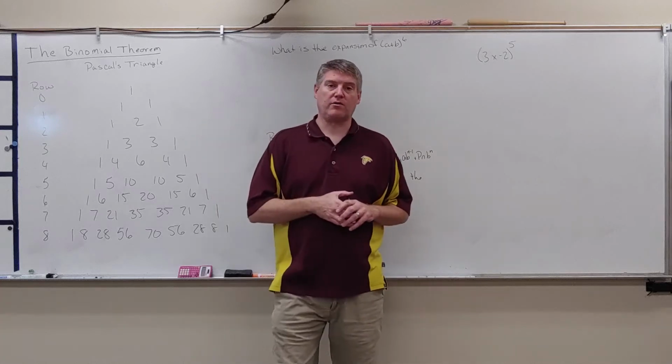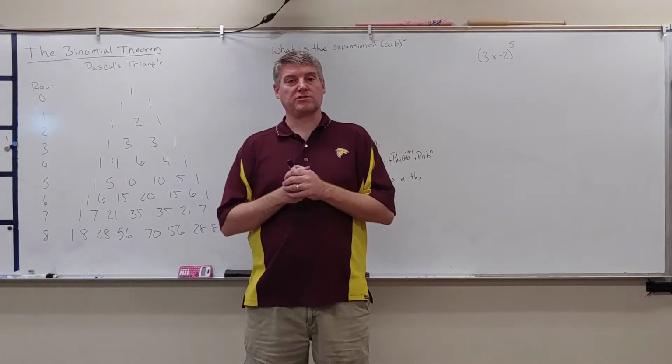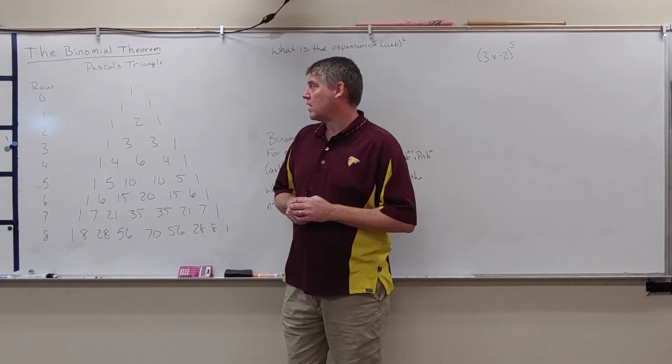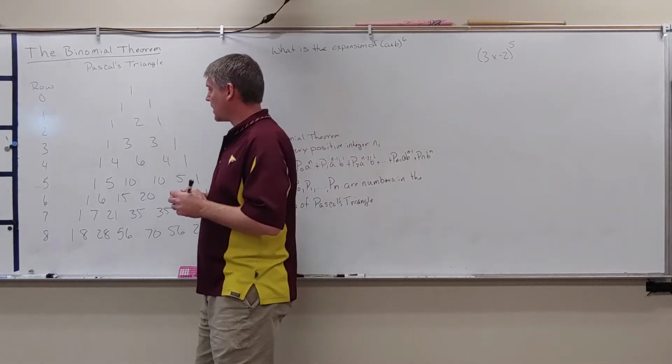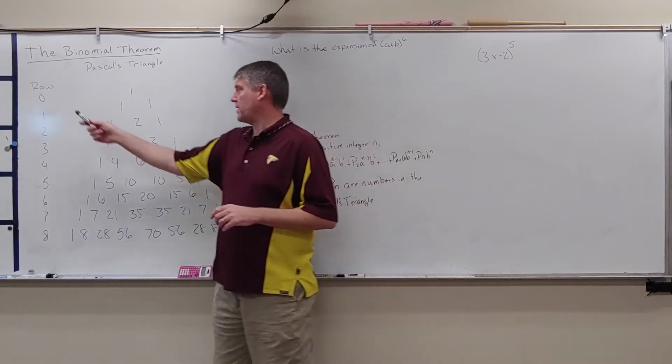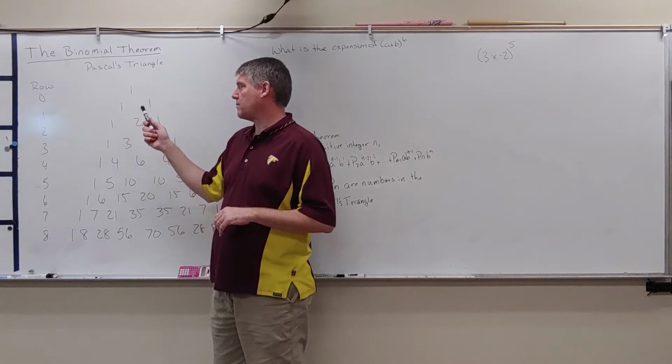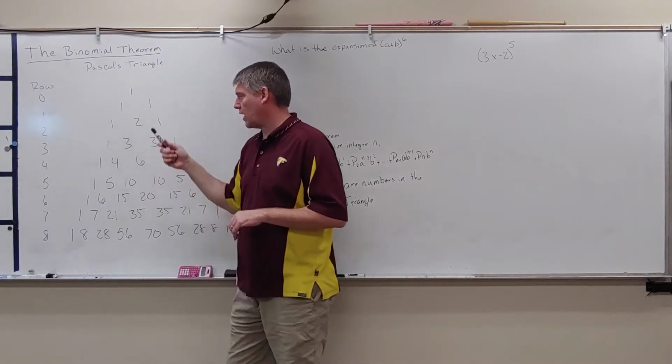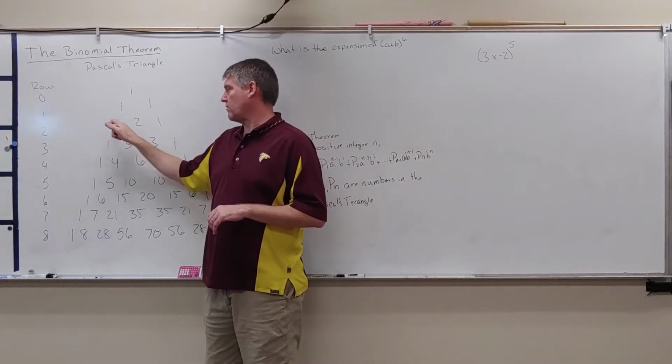Going to talk about the binomial theorem today in relation to Pascal's triangle. So Pascal's triangle, this is what it looks like. In my 0th row, I just have a 1. In my first row, I have 1, 1. And in my second row, I have 1, 2, 1.